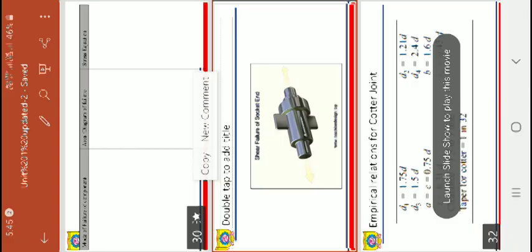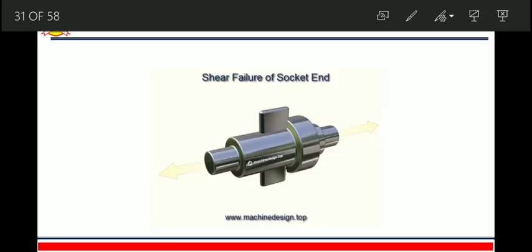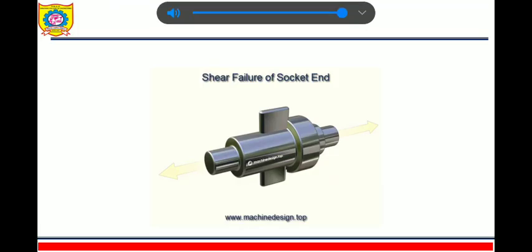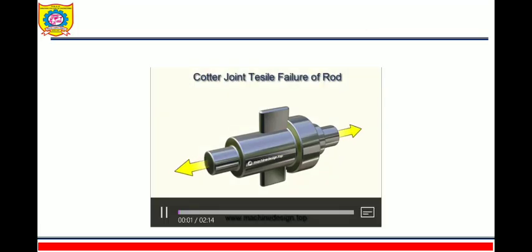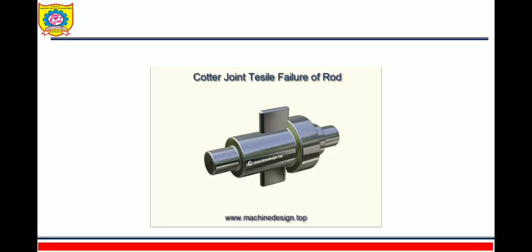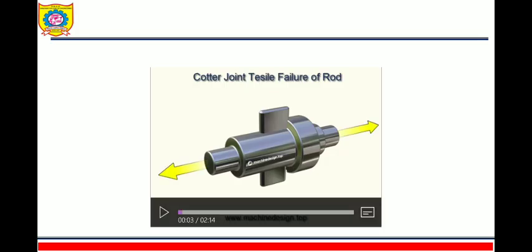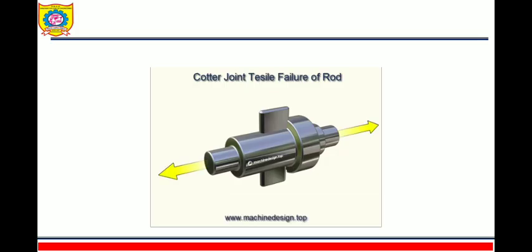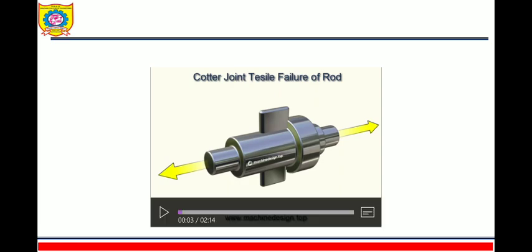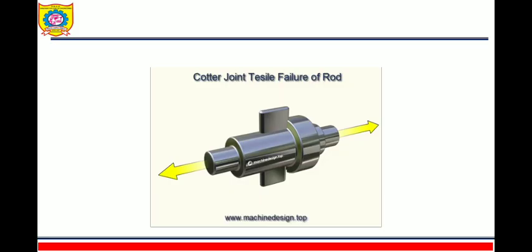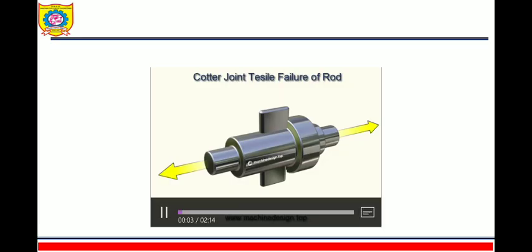To understand failure, I have a small video with us, so you can see this video. Let's play this. The first one is the cotter joint tensile failure of the rod. So this is a cotter joint. In the cotter joint, we will come to know rods are there, socket is there, and spigot is there, and in between we have a cotter.